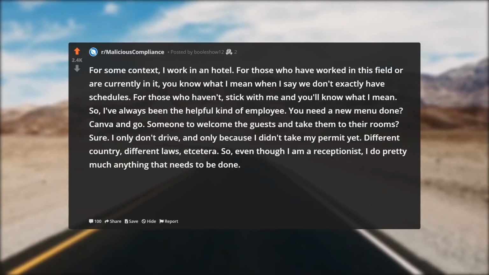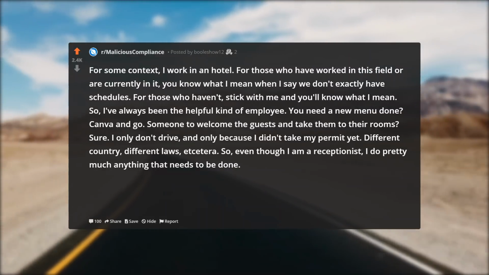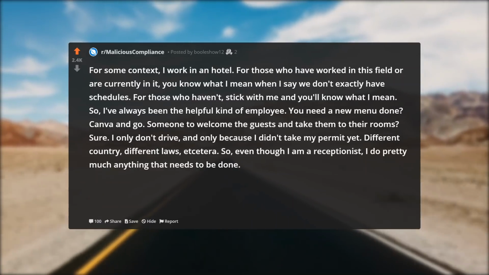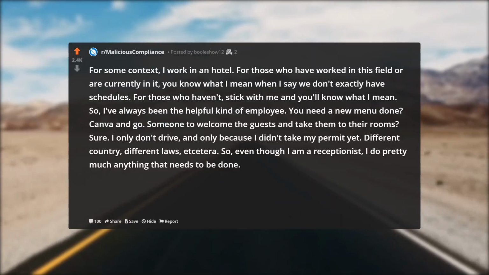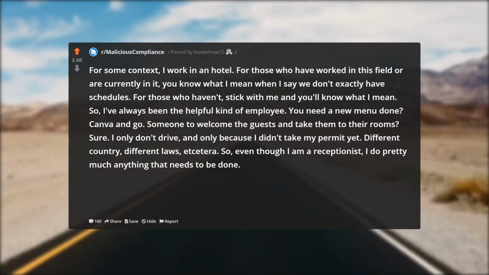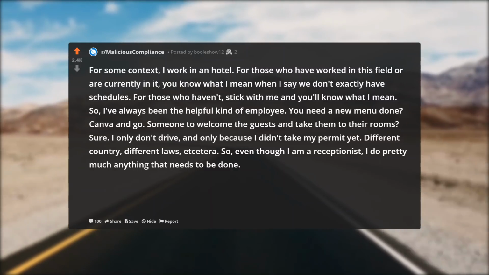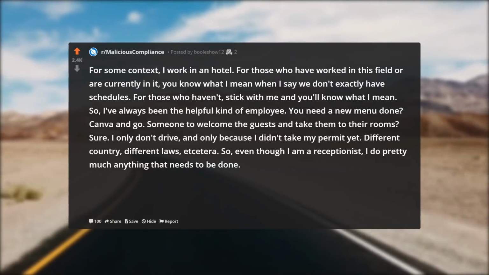So, I've always been the helpful kind of employee. You need a new menu done? Canva and go. Someone to welcome the guests and take them to their rooms? Sure. I only don't drive, and only because I didn't take my permit yet. Different country, different laws, etc. So, even though I am a receptionist, I do pretty much anything that needs to be done.